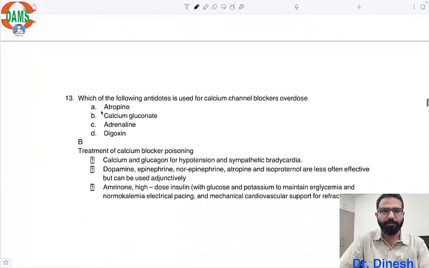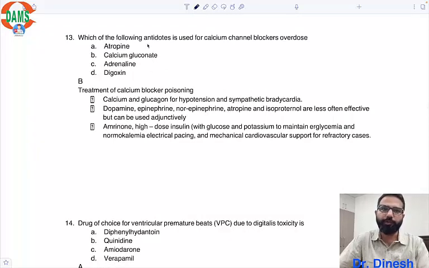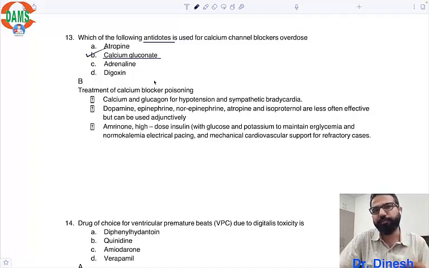Next question. Which one of the following antidotes is used in the treatment of calcium channel blocker poisoning? In calcium channel blocker poisoning, we use calcium gluconate. In magnesium toxicity, as well as calcium channel blocker toxicity, we use calcium gluconate injection. Calcium is important in these patients. Or if needed, you can use glucagon.